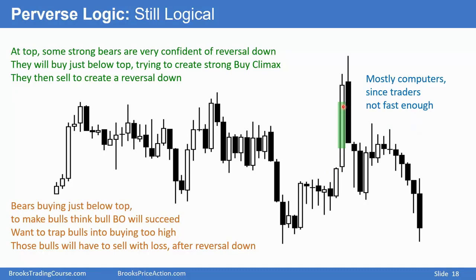These effects like this, bulls selling at the top, bears buying at the bottom, it's mostly computers. Traders are not fast enough to make these decisions and to carry out those trades and then do an opposite trade. And again, I don't know how important it is, but I do think it's one of the factors that creates these climaxes.